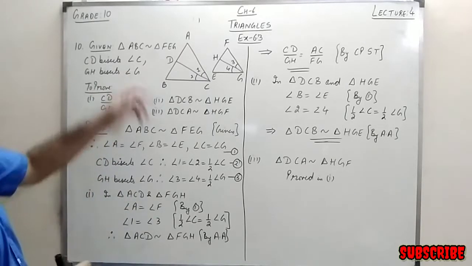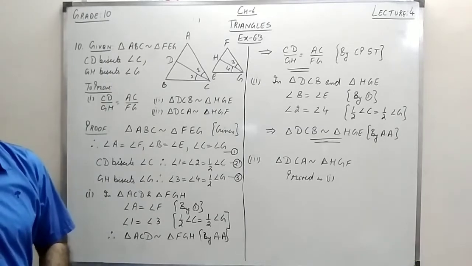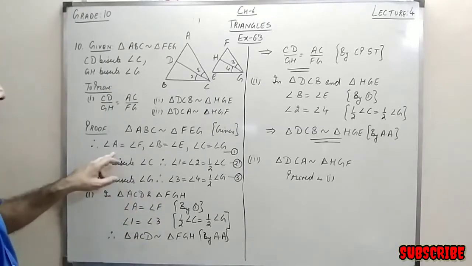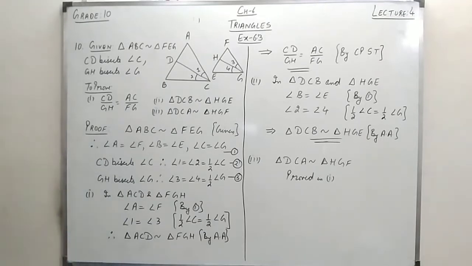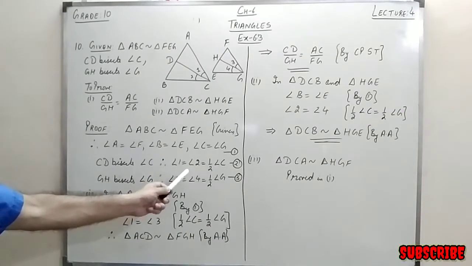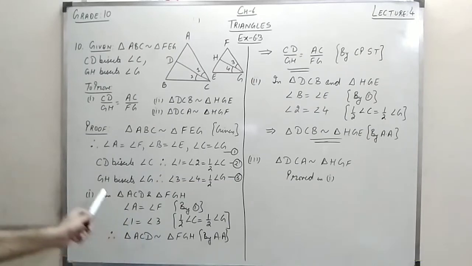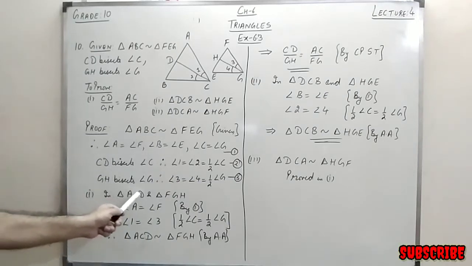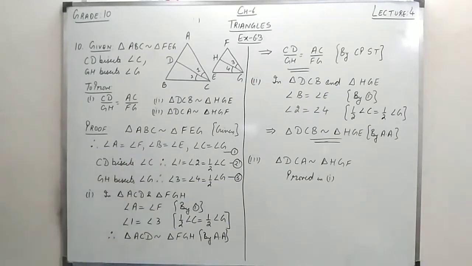So this is the way I will have to proceed in this question. Now, what is given to me is that triangle ABC is similar to triangle FEG. Corresponding to that, angle A is equal to angle F, angle B is equal to angle E, and angle C is equal to angle G. Also, since CD bisects angle C, angle 1 is equal to angle 2 and that is half of angle C. Similarly, GH bisects angle G, therefore angle 3 is equal to angle 4 and that is half of angle G.